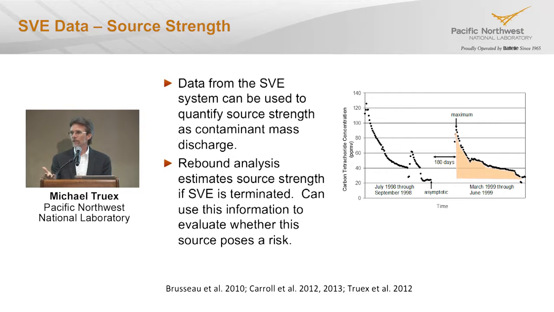In terms of source strength, there are a couple of different ways you can look at that. You can obviously measure soil vapor concentrations, but because you have an SVE system at the site, you can measure mass discharge. You can use your SVE system to give you a different way to quantify that source. We have both methods of quantifying the source in our document and in our tool, because they both may have advantages at different types of sites. This is your classic rebound analysis and how you might use that.